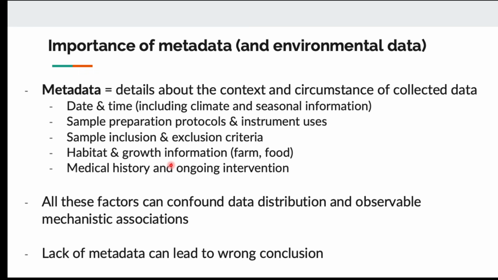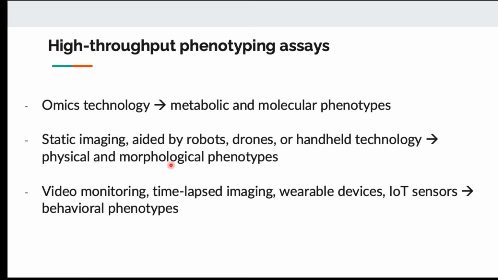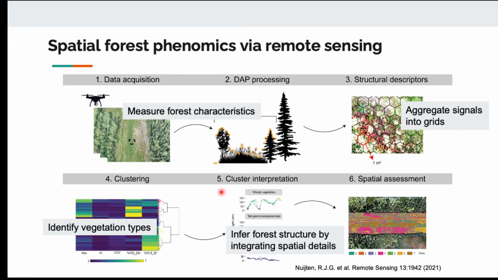So now let's look at the high-throughput technology that we can use to obtain phenotype data. For the molecular information, we have omics technology. We already know this very well, so I'm going to skip it. But what we are going to talk more about in this lecture is how you use imaging, robotics, drones, or other technology or wearable devices to get more detailed phenotypes about humans, animals, and plants. So let's look through some examples.